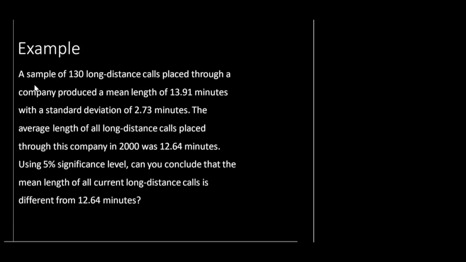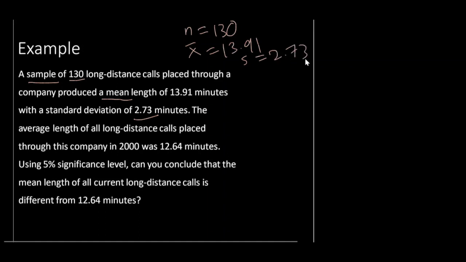Right, we have another example. What does it say? It says that a sample of 130. So we extract the information. The sample size is 130. Long distance calls placed through a company produce a mean. So the mean comes from the sample. This would be X bar. The standard deviation comes from the sample. So S.